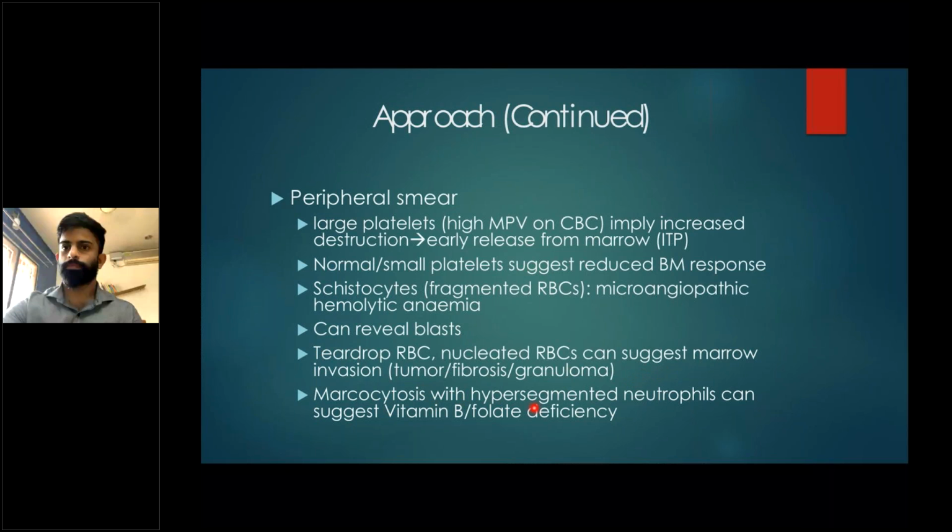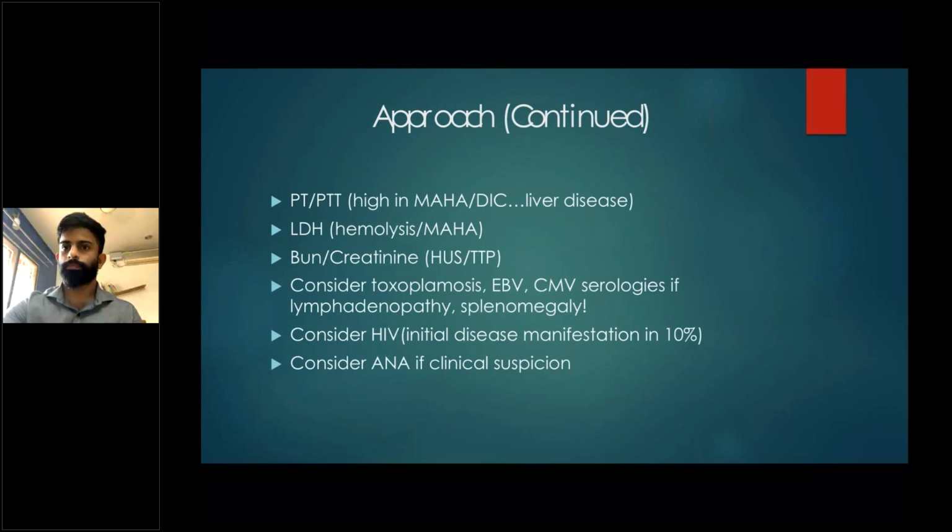Then macrocytosis with hypersegmented neutrophils can suggest vitamin B12 or folate deficiency. So these are the approaches when you look for certain things in a peripheral smear. So peripheral smear is very important. Now you all have studied peripheral smears in previous classes. I also studied pathology, so I'm not going to go into detail. But yeah, the next step is to get investigations.